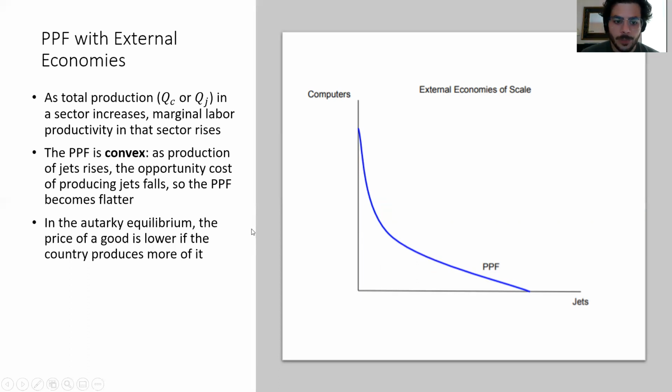And in the autarky equilibrium, this means that the price of a good is going to be lower if the country produces more of it. So if we're out here on the PPF, then we're going to be a low-cost producer of jets. If we're over here, then we're going to be a low-cost producer of computers. So rather than in the Heckscher-Ohlin environment, where specialization was costly, here it's quite the opposite. Specialization is beneficial. We have more resources overall if we're specializing. And if we want to consume both computers and jets somewhere in the middle, we have to give up a number of total resources.